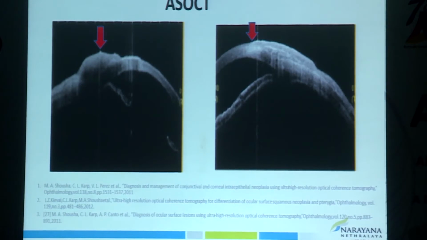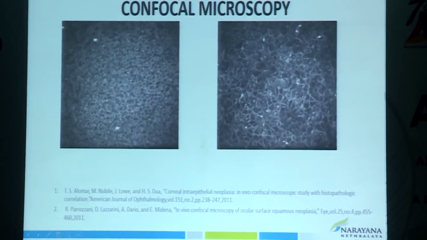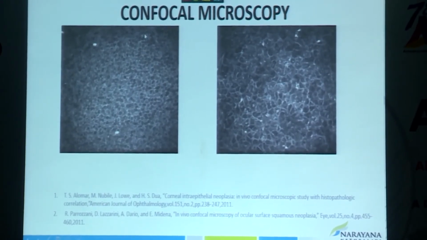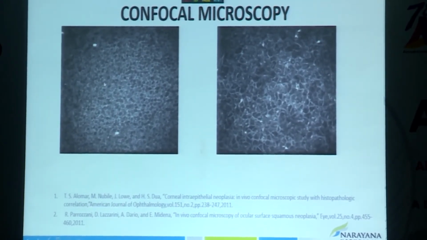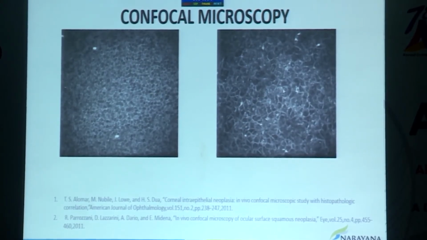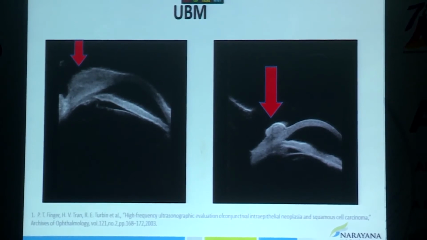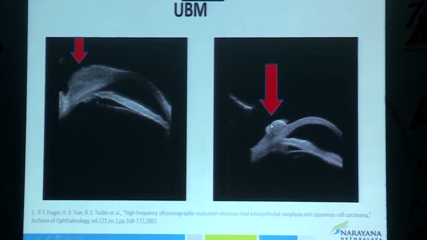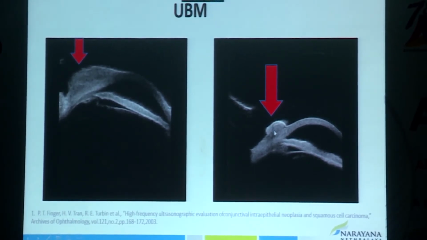The known features of OSSN on ASOCT are hyperreflective epithelium and abrupt change from the affected tissue to the non-affected tissue. The known features of OSSN on confocal microscopy are variation in cell size and starry sky appearance. The known features of OSSN on ultrasound biomicroscopy are fusiform thickening and hyperechogenicity with internal hypoechogenicity.